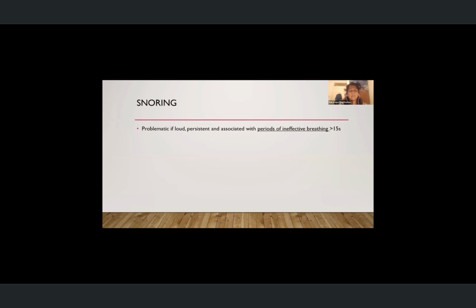So the key points to ask about in the history with snoring is, does it occur every night? Can a parent hear them from a different room? And is there any associated disordered breathing, such as choking or gasping, or a pause for more than 10 seconds?